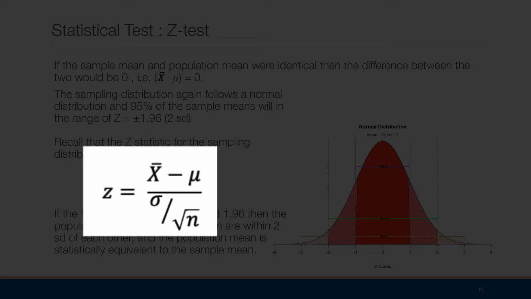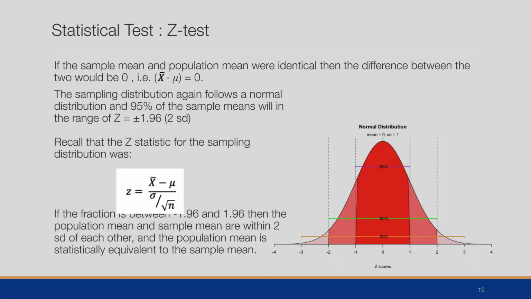So recall that the z statistic for the sampling distribution was z equals x bar minus mu over sigma divided by the square root of n. If the fraction is between negative 1.96 and 1.96, then the population mean and sample mean are within two standard deviations of each other, and the population mean will be statistically equivalent to the sample.